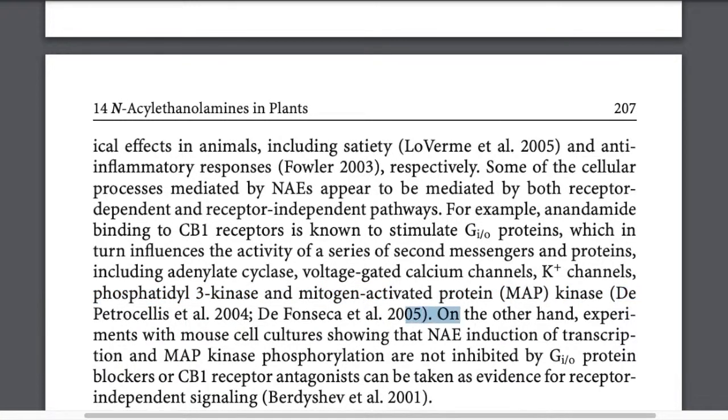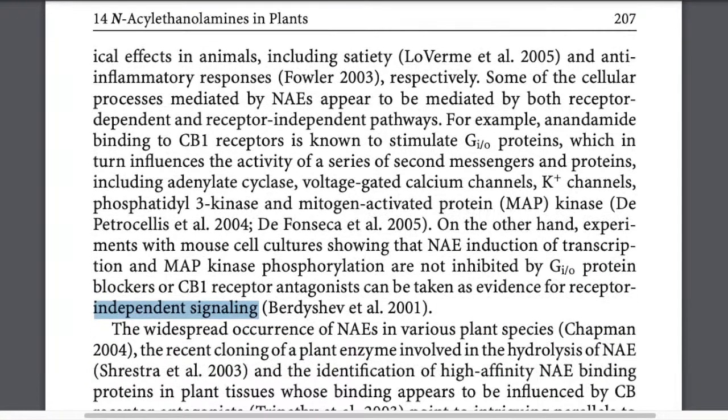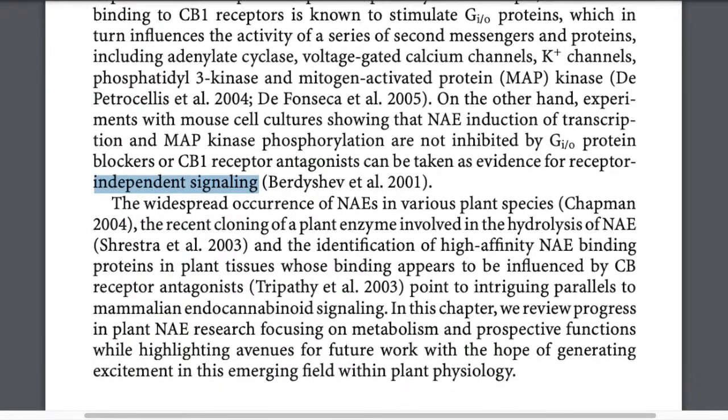Okay. On the other hand, experiments with mouse cell culture showing that NAE induction of transcription and MAP kinase phosphorylation are not inhibited by Gi/o protein blockers or CB1 antagonists cannot be taken as evidence for receptor-independent signaling. So, cannot be receptor-independent signaling. Okay, whatever. I think I'm a little lost in that one there.